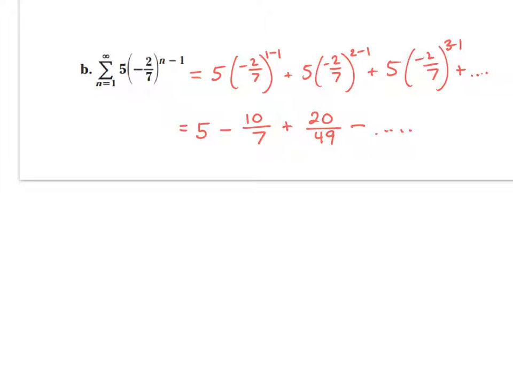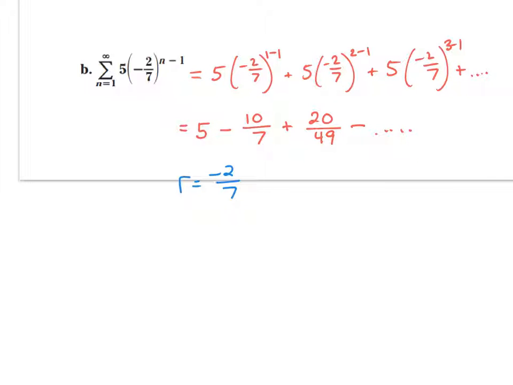So if I want to find the sum, I know that this is a geometric series because we're constantly multiplying by something, negative 2/7, to get to the next value. So I can say that my common ratio is negative 2/7.